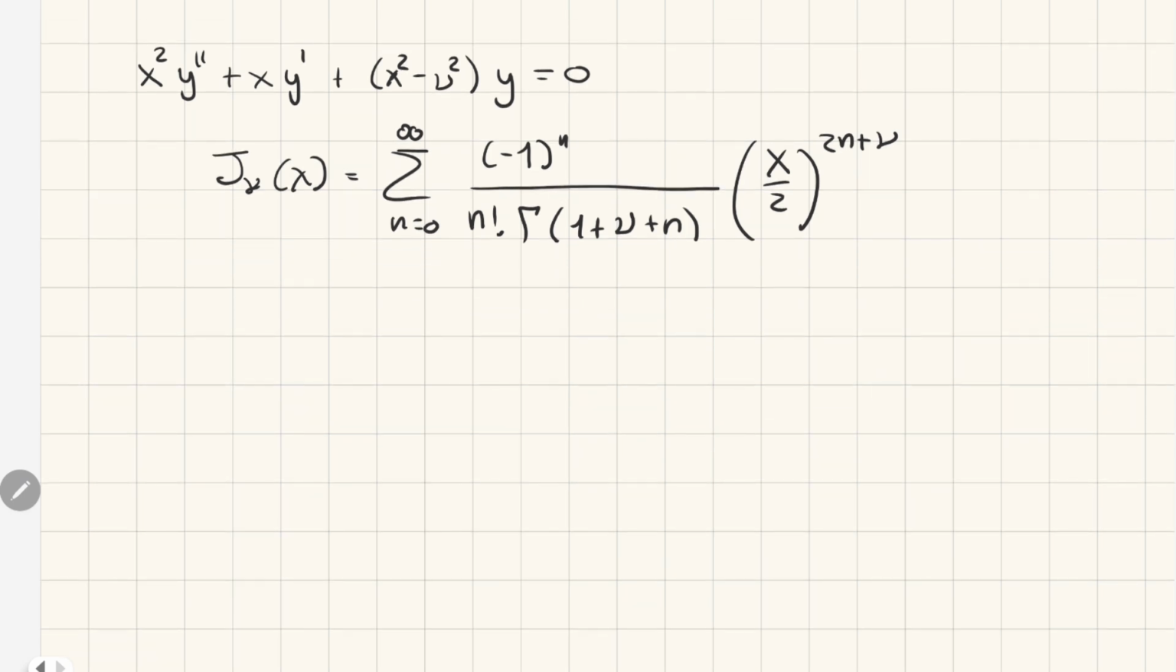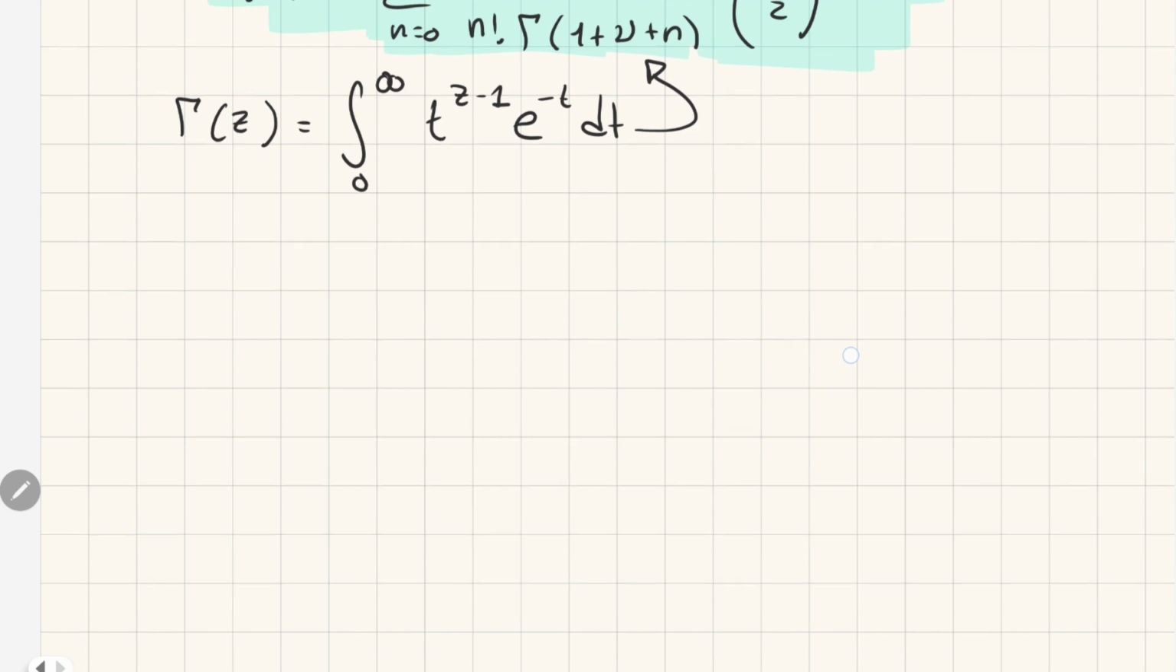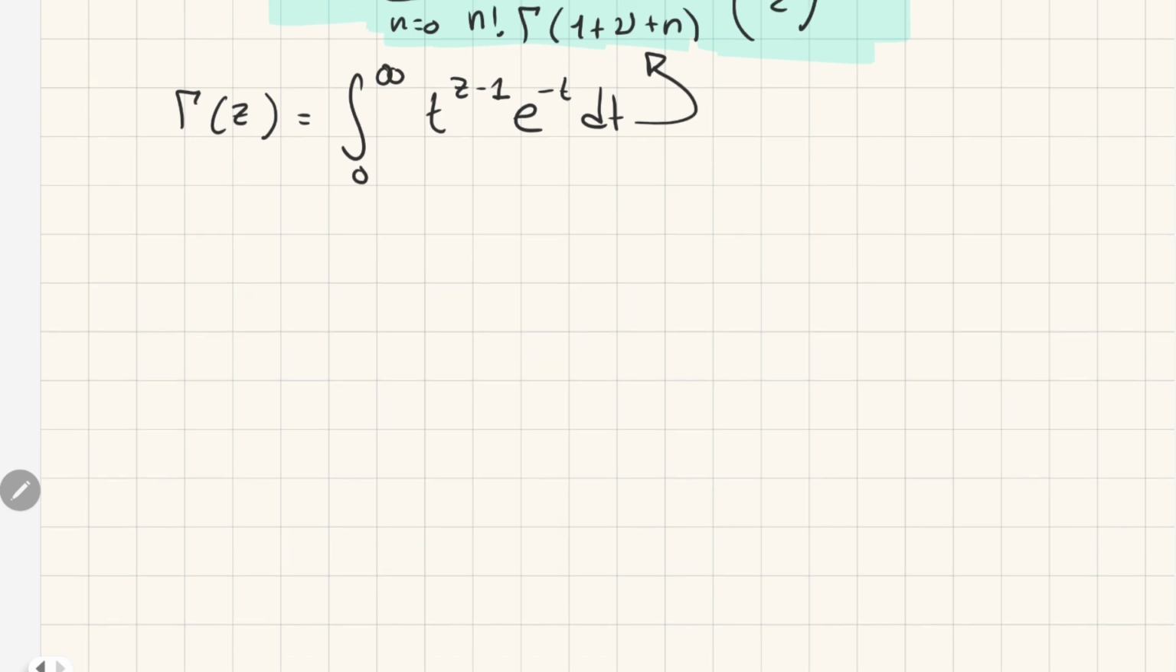And you should remember that the gamma function is defined as gamma of a number z equals the integral from 0 to infinity of t to the z minus 1 e to the minus t dt, right? This is just to define the gamma function that is here at the denominator. Okay, so these are the Bessel functions of order nu that are the solutions of the Bessel equation that is over here. Perfect. So we are going to make use of these Bessel functions to show the recurrence relation that is the purpose of this lesson.